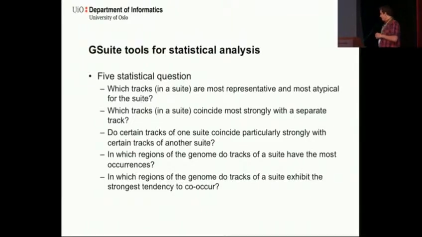And the last generic statistical question that we offer is in which regions of the genome do tracks of a suite exhibit the strongest tendency to co-occur. An example related to this could be finding the regions of the genome where ChIP-seq peaks for transcription factor binding sites co-occur frequently together.